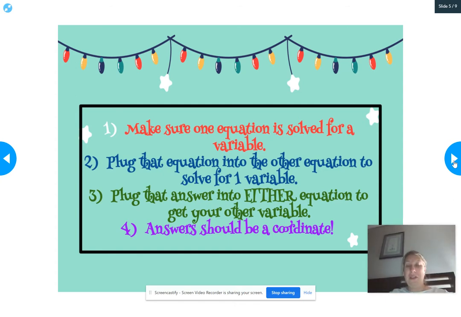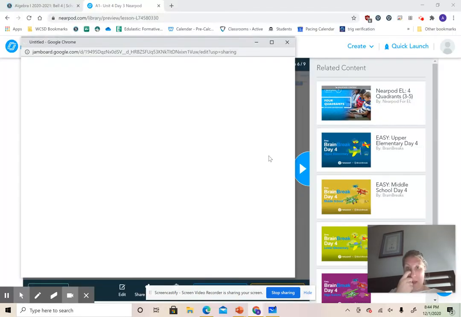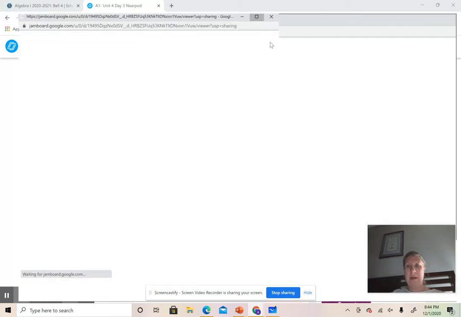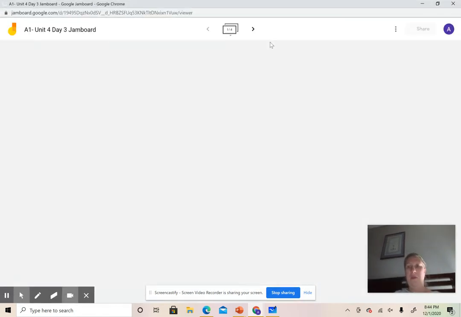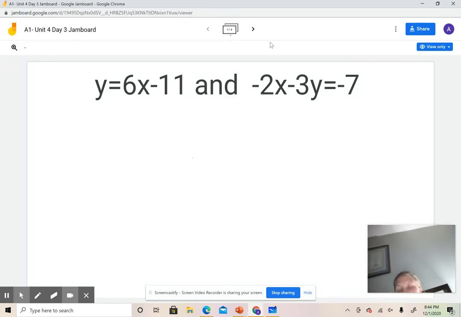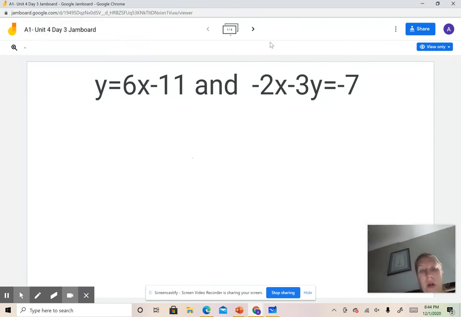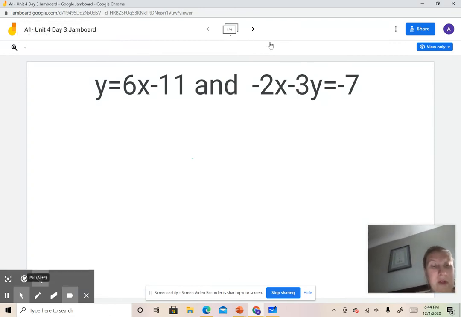Now, you'll see me, I usually plug it into the first one, but it doesn't matter. You can plug it into either, and the answer should always be its coordinates. That's really, really important. So what you're going to see now is you're going to lose me in the camera, but still hear me. I'm going to solve a couple of these to make sure you kind of see what's going on.